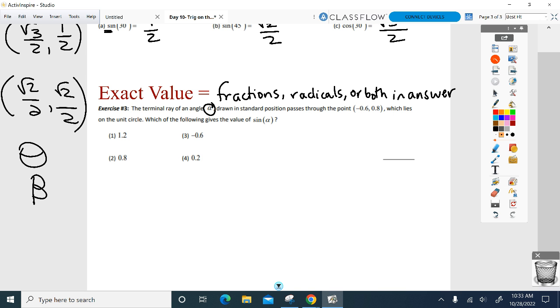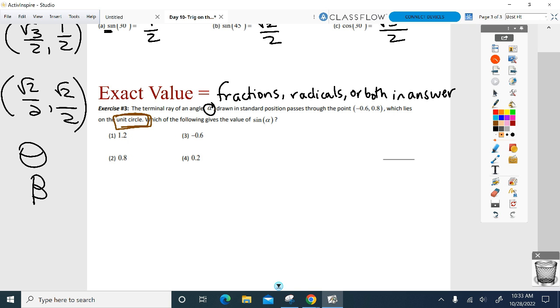Okay, all it means, again, you guys know, it just means an angle. A different way to represent an angle. And the terminal ray goes through negative 0.6, 0.8. But here's the huge part. This is the key to the whole problem. This point is on the unit circle. So that tells me, I got a point on the unit circle.